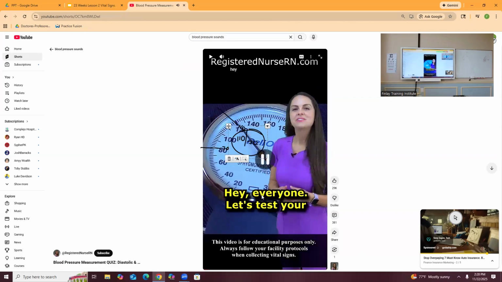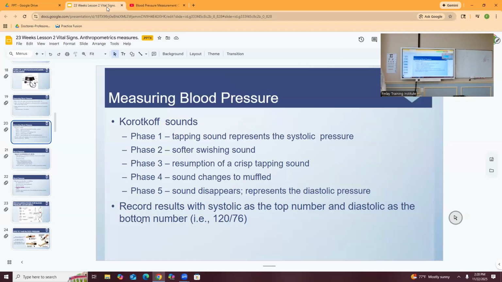Okay, so that's what we are going to look for. We're going to listen to the sounds, and the first one is going to be that tapping, explosion kind of sound, and the last one is going to be that slowing down and then disappearing of the noise, and then nothing. That was the last one. Okay, so that's your last number.